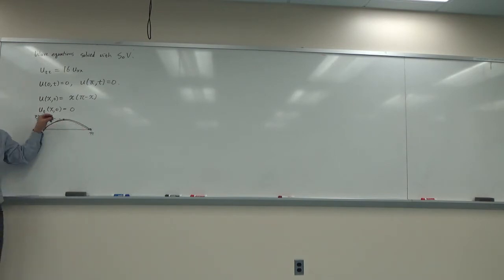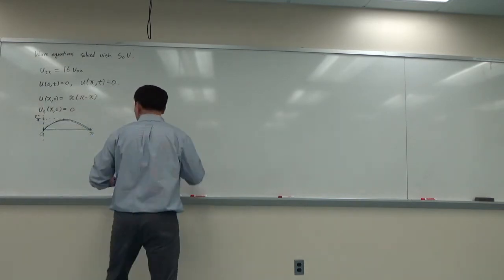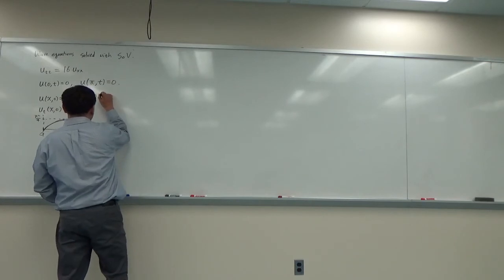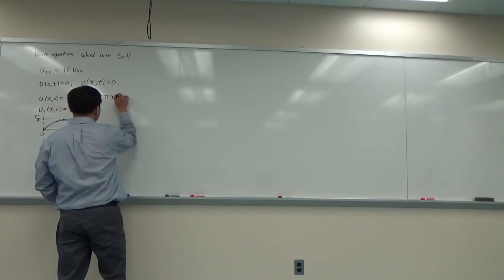So that's the initial condition. Okay? And the initial velocity is 0. So it's like you're pulling the string this way, and then you're releasing it. Okay? And then what's going to happen? It's going to vibrate up and down. Right? So that's what we're trying to find. So this is pi x minus x squared.